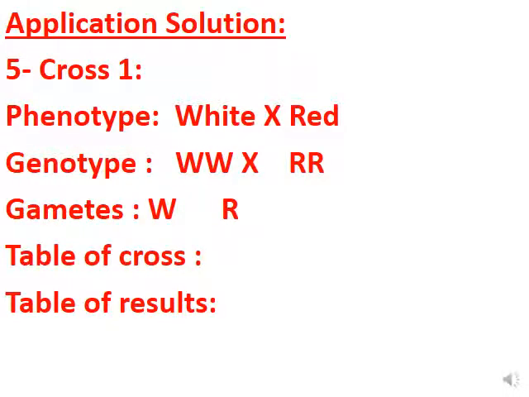Part 5, they cross the white flower with the red. Let's give the white the male and the red the female. White will be WW and RR for the female. So here they need it in percentage or proportion. We have to read the question carefully. They need it in percentage, so we have to work it in percentage. So W is 100%, and R is 100%.